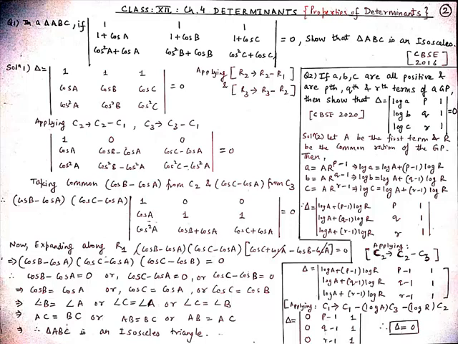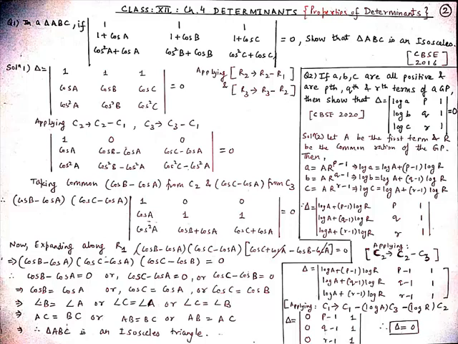And now on expanding it along row R1, we get cos B minus cos A into cos C minus cos A, into 1 into cos C plus cos A, and then minus of 1 into cos B plus cos A, so minus of cos B and then minus of cos A, which is equal to 0. So from here cos A and minus cos A will get cancelled out, and we get cos B minus cos A into cos C minus cos A into cos C minus cos B equal to 0.